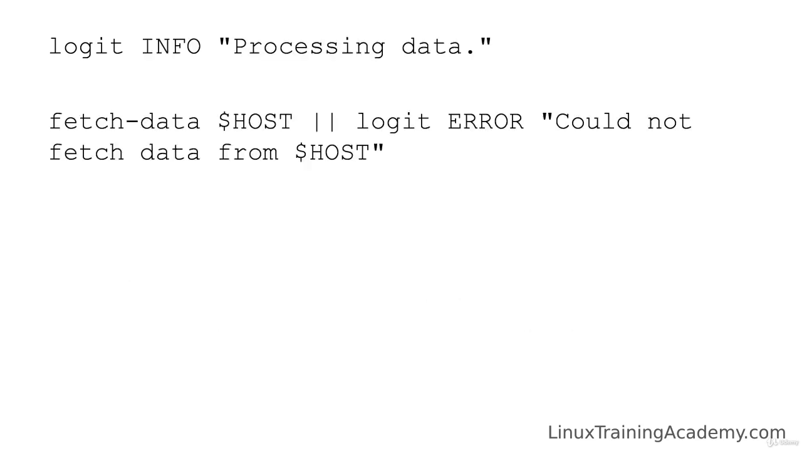Here are some examples of calling this function. The first time it's called, the info log level is used and the message is "processing data." If the command fetch data host fails, then the logit function is called with an error log level and a message that states "could not fetch data from host."